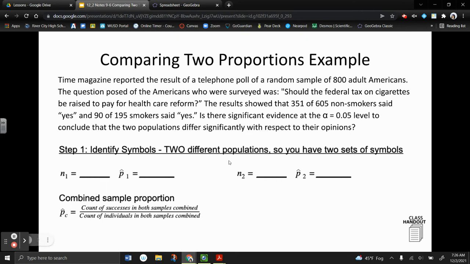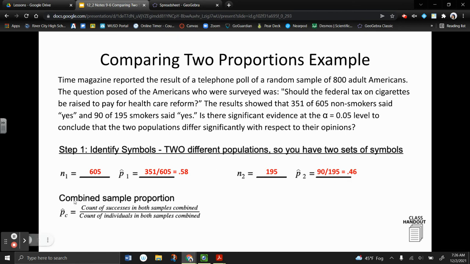to their opinions? All right, so again, step 1, we're going to identify our symbols. We have two populations, so we have two sets of symbols. So our first group are non-smokers, and there are 605 non-smokers. And to calculate the sample proportion of that group, we're going to do 351 over 605. That's 0.58. In our second group, we have smokers. So that's a total of 195, and the sample proportion is 90 over 195, which is 0.46.